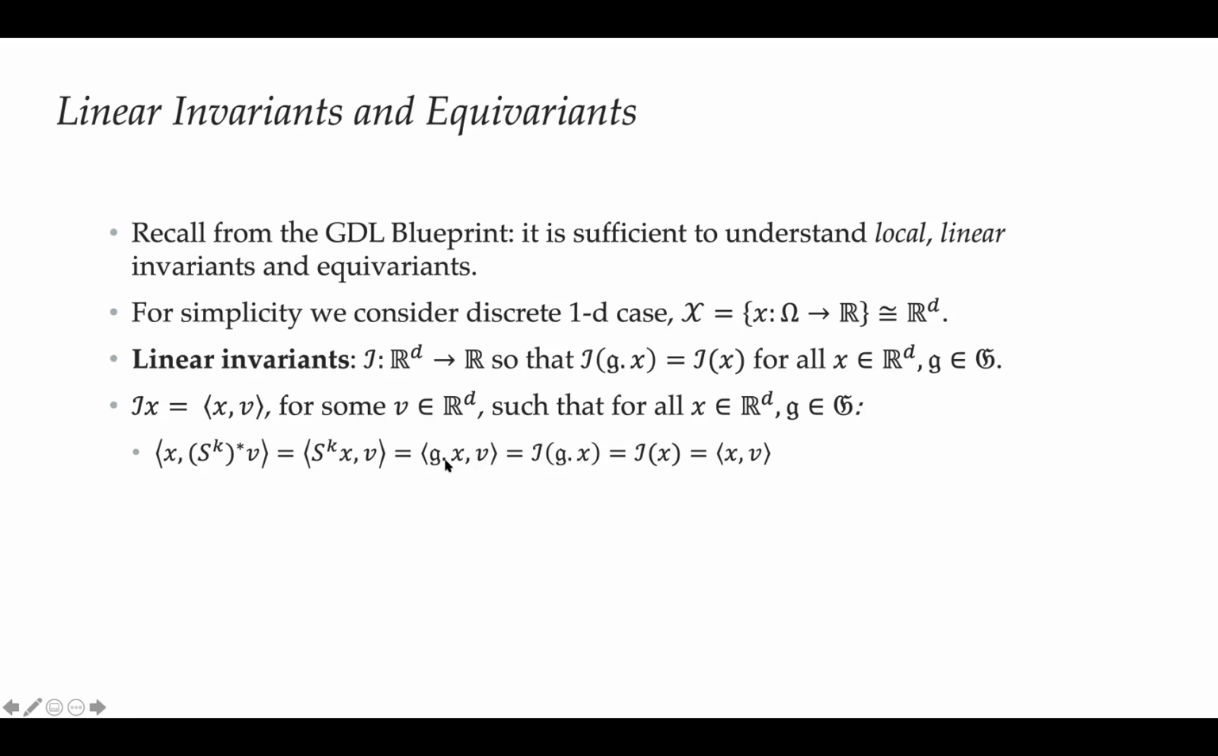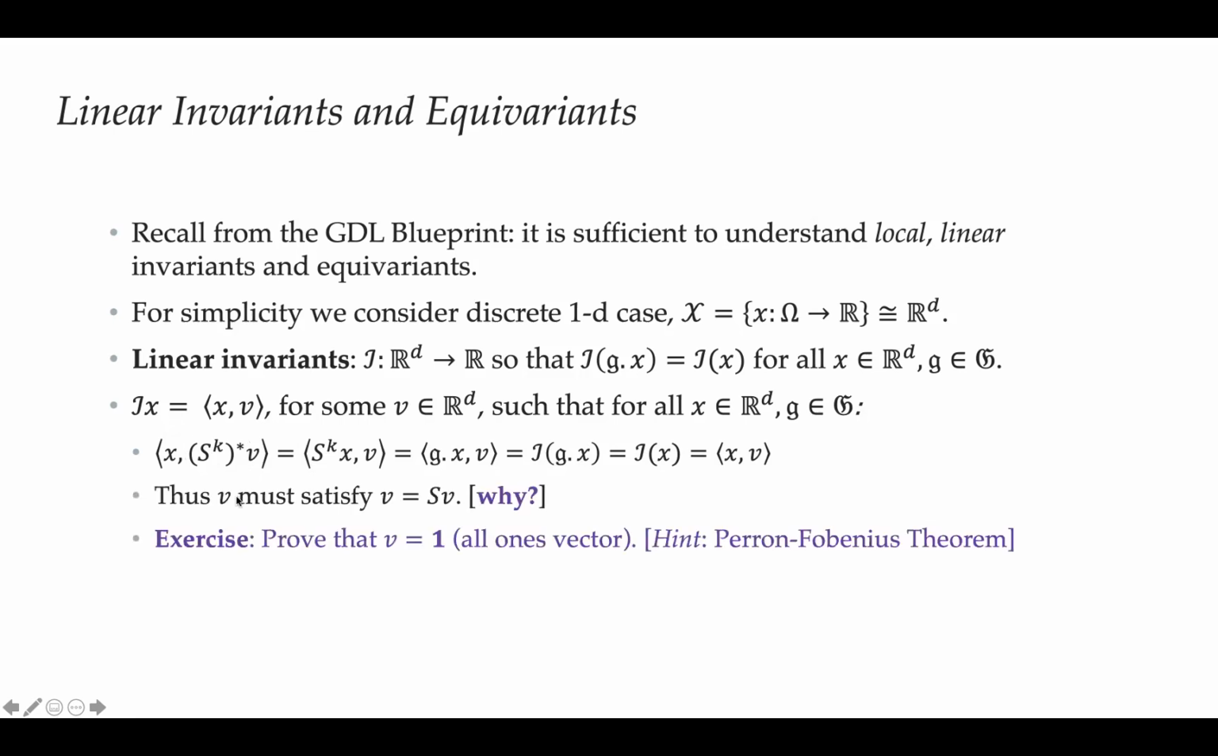And now if we apply the property that we saw before, namely that this group action can always be written as a power of the shift operator, and put the shift operator back using the adjoint, what we see is a very suggestive and simple formula that says that this v has to satisfy v equals S times v. And again, I leave you as an exercise to prove that. I almost gave you the whole answer. How can you go from this line to this line? I leave it as an exercise.